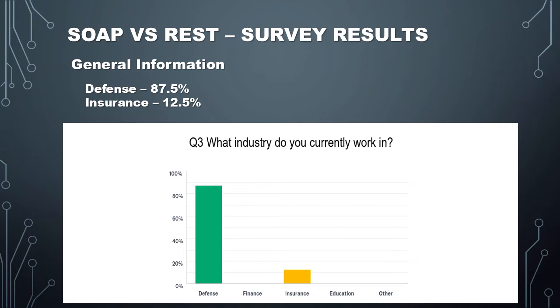The majority chose defense as their answer, the defense sector, and there was one response for insurance.